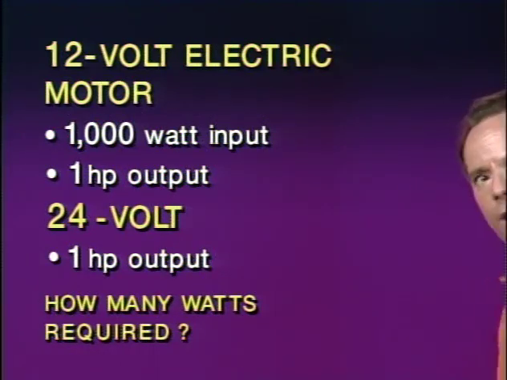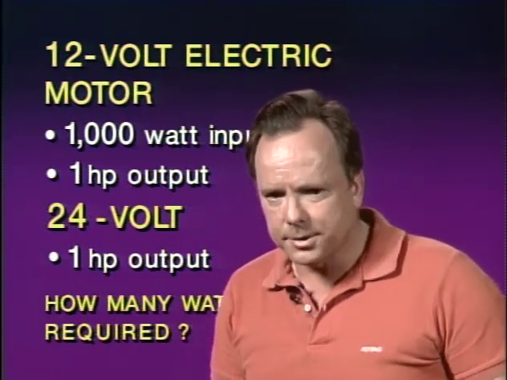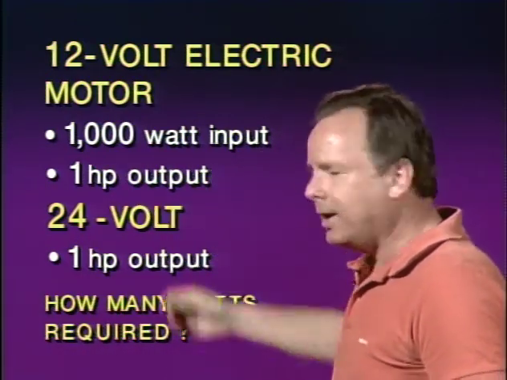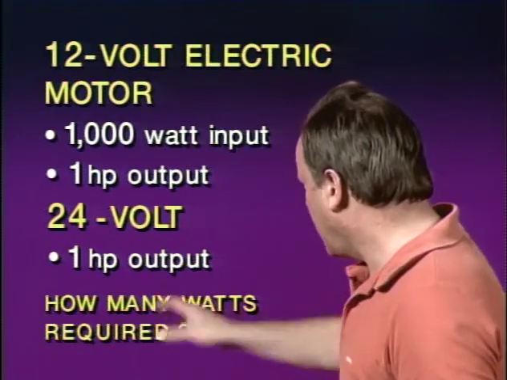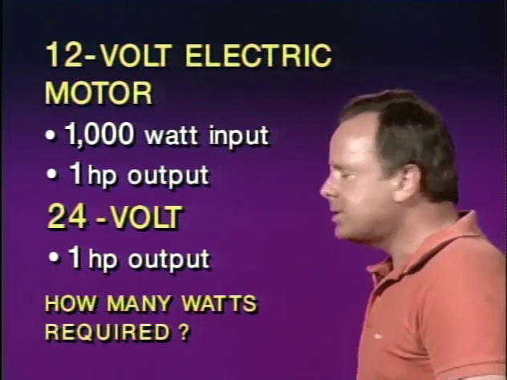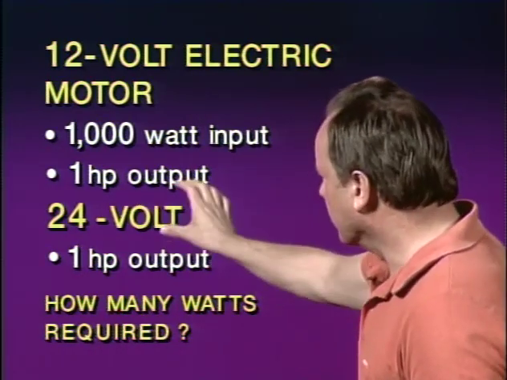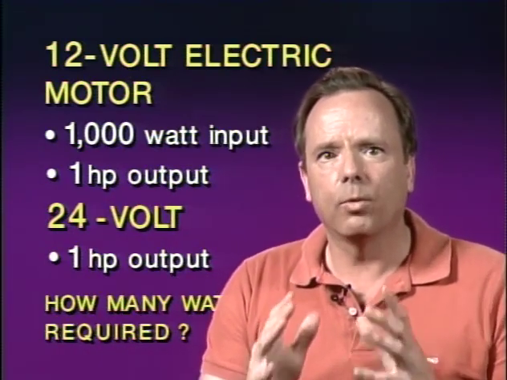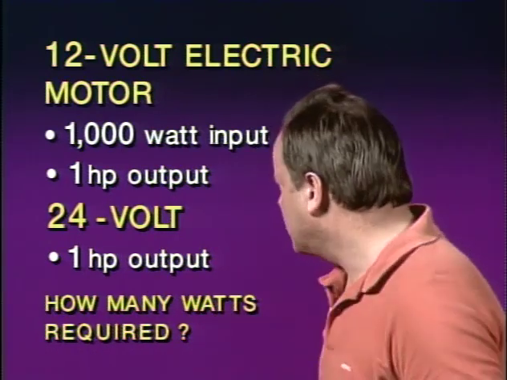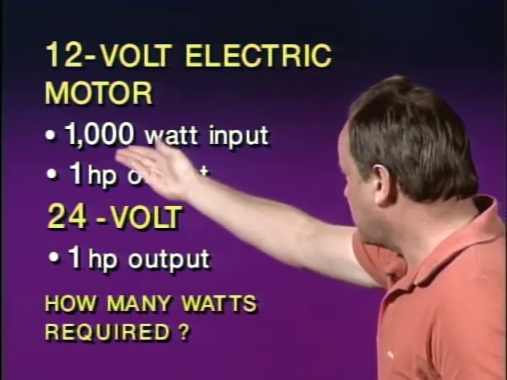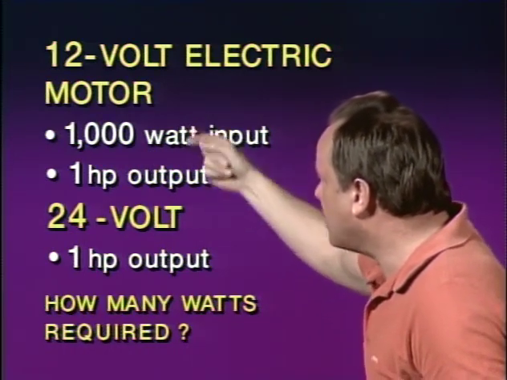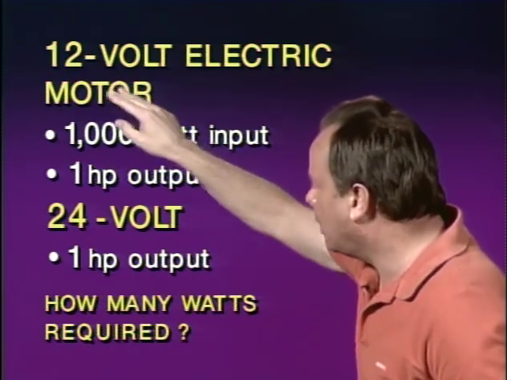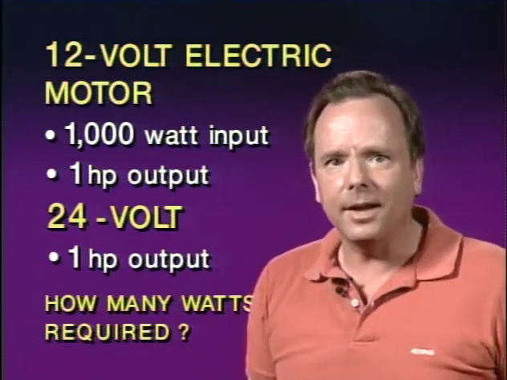Now here's another question involving power they're going to ask you about on the test. They're going to say, let's assume that you have a 12-volt electric motor and that it has a 1,000 watt input and a 1 horsepower output. So you can see it's pretty efficient. Now let's assume that you had a 24-volt motor with 1 horsepower output that had the same efficiency ratio. The question is, how many watts would be required? And the answer is the same 1,000 watts. If it has the same efficiency ratio, watts to horsepower, it's going to be the same down here, still 1,000 watts. And whether it's 12 volt or 24 volt doesn't make any difference.